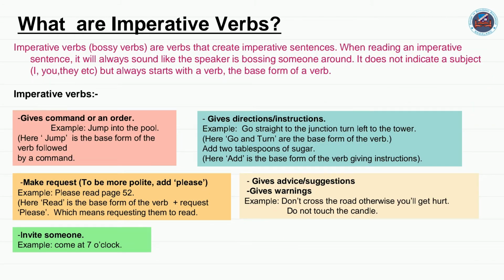Now, imperative verbs, also known as bossy verbs, are verbs that create imperative sentences. When reading, the speaker always sounds like bossing someone around. It does not indicate a subject, for example, I, you, they, etc., but always starts with the base form of a verb. For example, if you are giving a command or an order and you say, jump into the pool, here jump is the base form of the verb followed by a command.